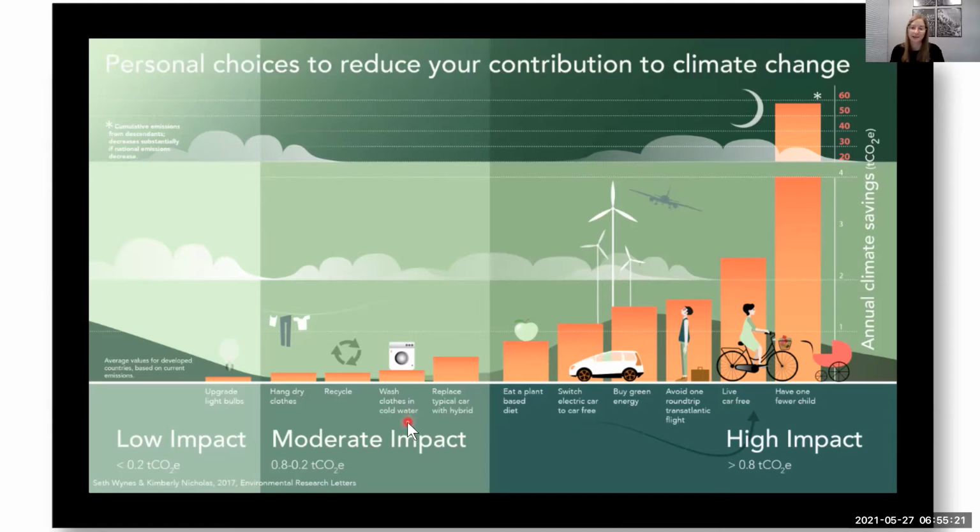This is one I didn't realize until a couple of years ago. Washing your clothes in cold water saves a good amount of carbon dioxide, and it makes the color stay longer. So turn those jeans inside out and put it on cold. We wash everything in cold unless it's like a biohazard, and then it can get hot water to kill the bacteria. Replace your typical car with a hybrid.